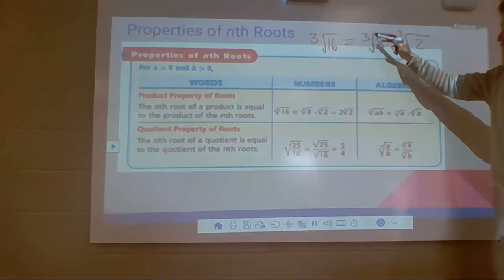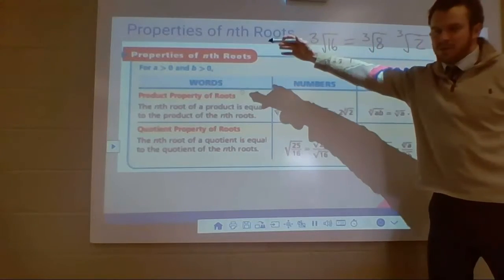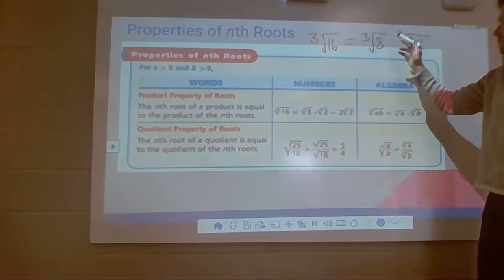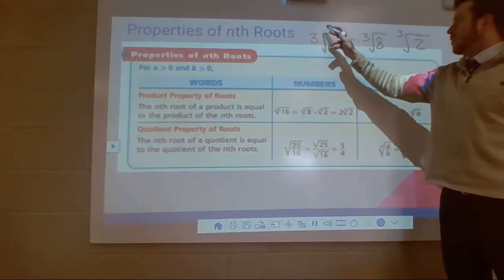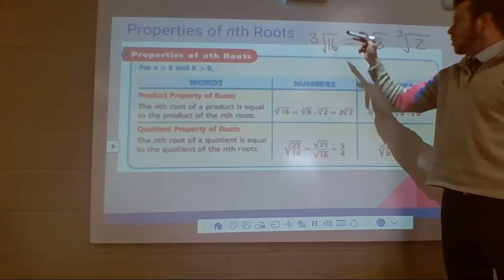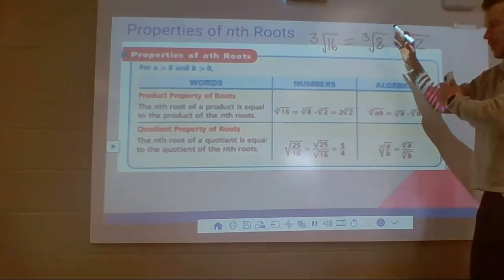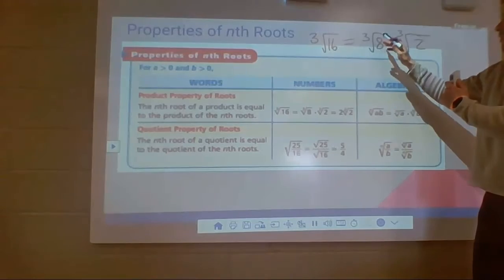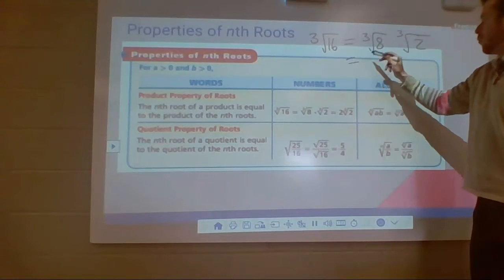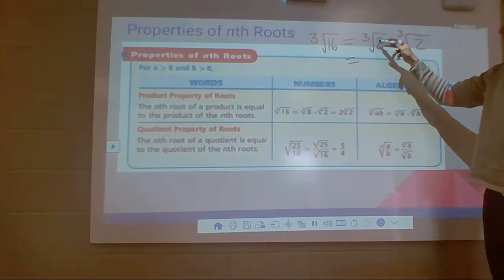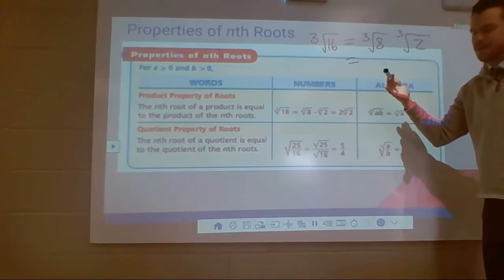Since these have the same radical, we could go backwards the other way, and we could say 8 times 2 is 16, and then we'd write our final answer as the cube root of 16. We can also go the other way like we're doing here and break it apart. And here's the deal. We can take the cube root of 8. This is helping us to simplify this, okay?